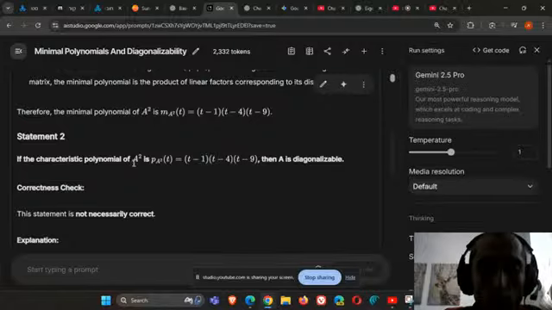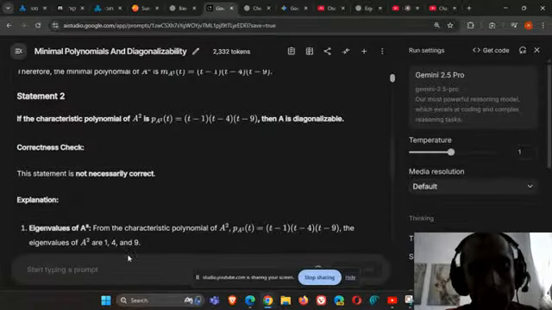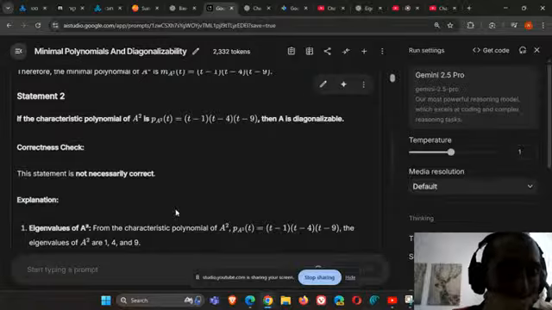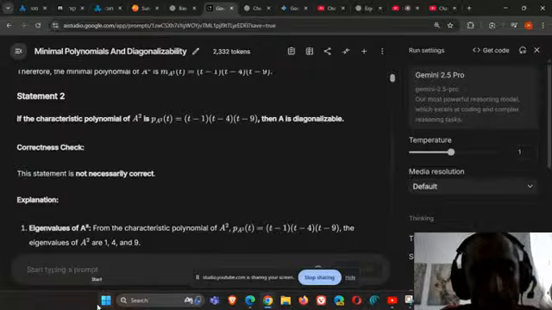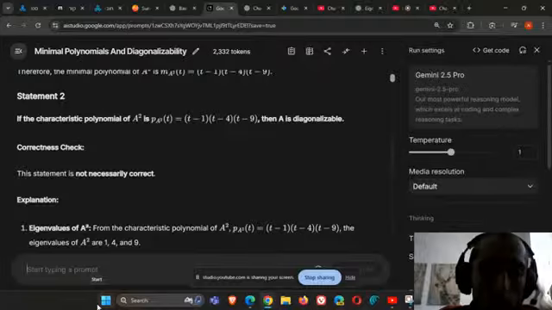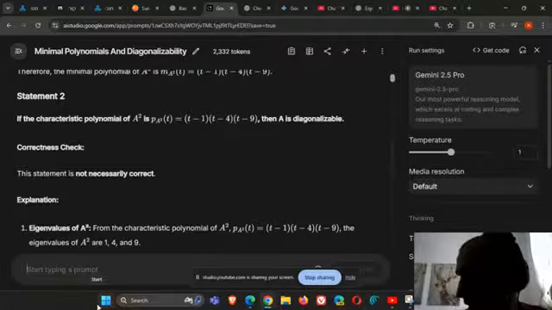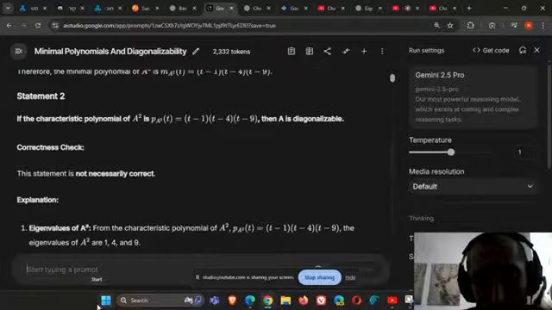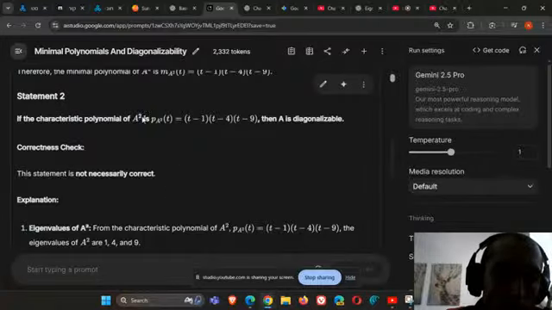The question is, what are the eigenvalues of A? Now, think about it. One of the important questions here is, do all the eigenvalues of A squared come from A, or are there different eigenvalues that can come from other places? Namely, did all the eigenvalues of A squared come from A or not?